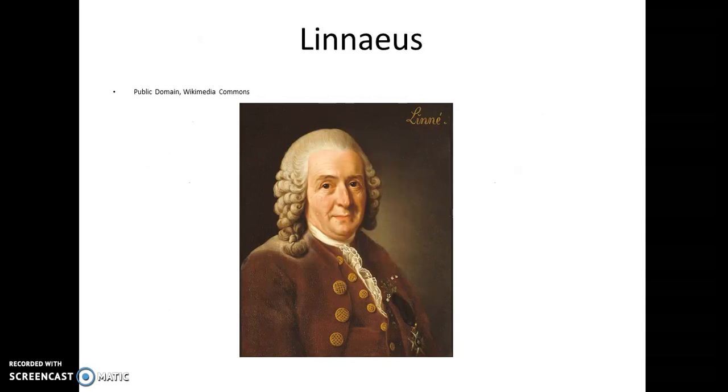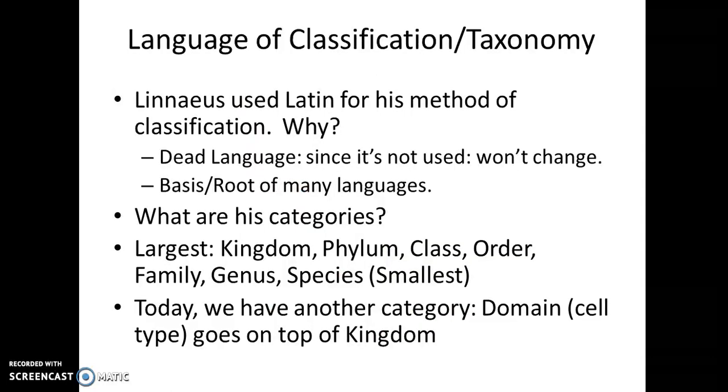And there's a picture of Linnaeus, or Carl von Linné, his noble name. Linnaeus used Latin for his method of classification. Why? Because Latin is a dead language. And since it's a dead language, it won't be used, and therefore it will not change. In addition, Latin is the basis or root of many of our languages. You might be asking, what are his categories?